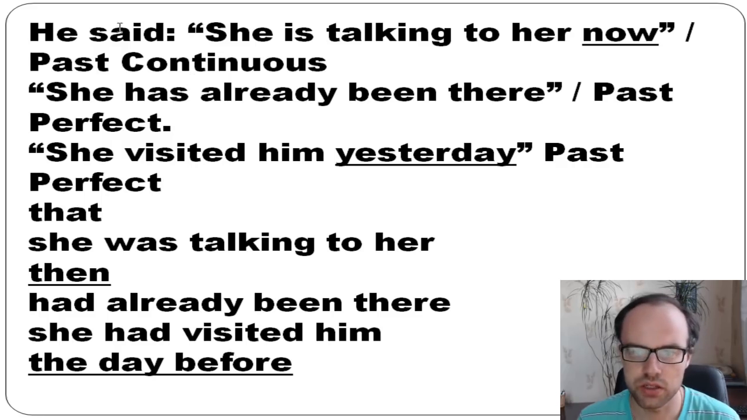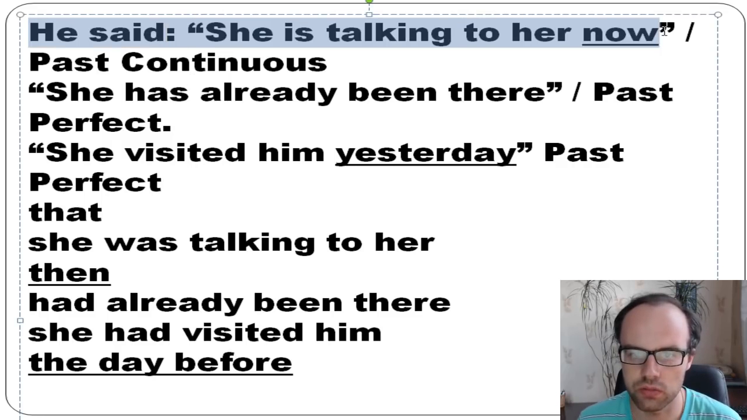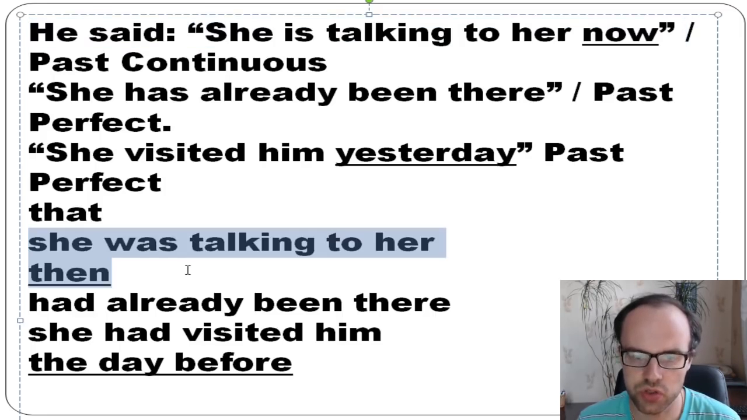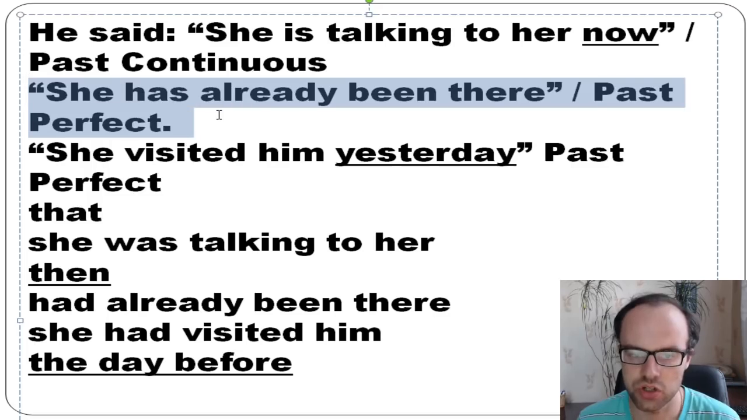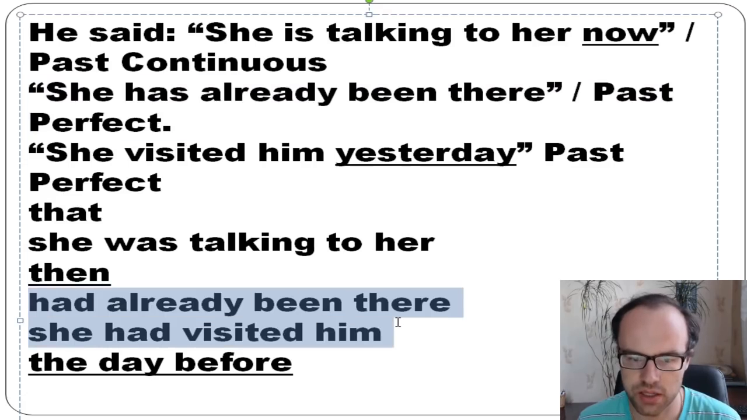Next, he said she's talking to her now. We change present continuous to past continuous. He said she was talking to her then, and we change now to then. It's a rule. Next, he said she has already been there, so we change present perfect to past perfect. So he said she had already been there.